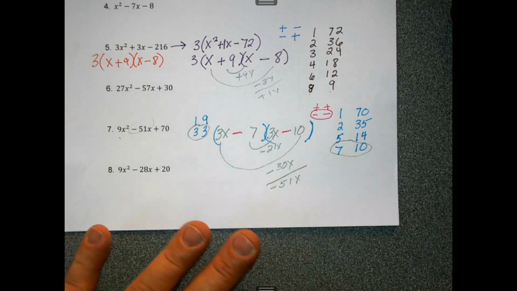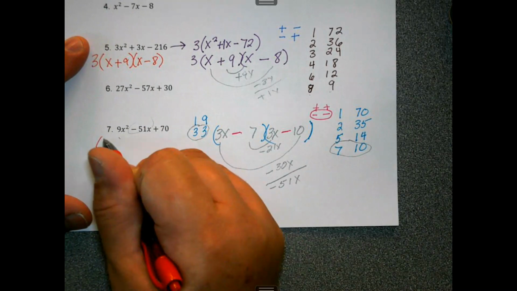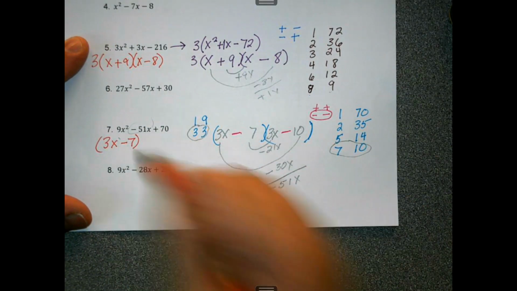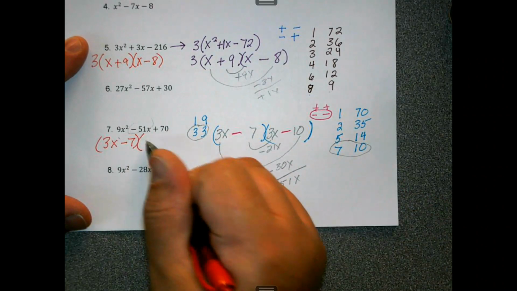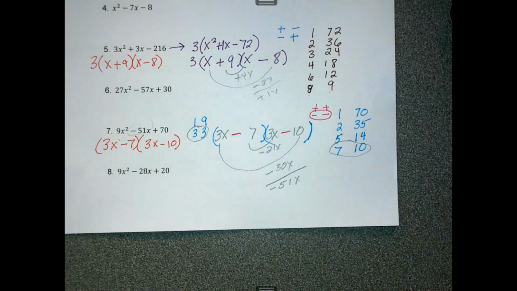So my factors here: 3x minus 7, 3x minus 10. Any questions on factoring, guys?